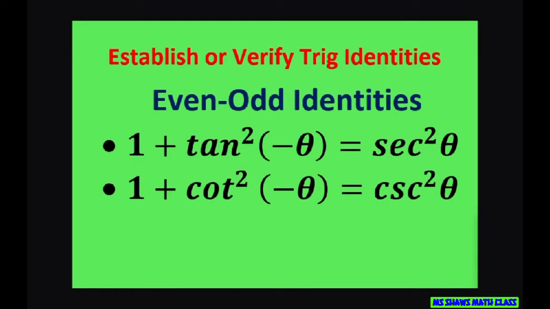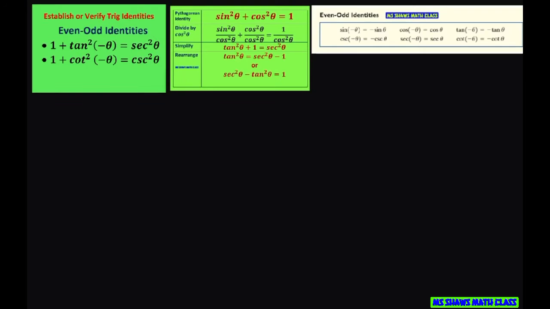One, we're going to establish or verify these trig identities. These are going to be your even-odd identities. So you have this negative in here. And here are the properties of the even-odd identities. Now, the thing is, when you see something like this, we're going to do the first one.